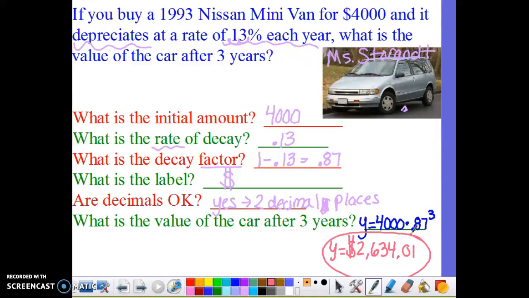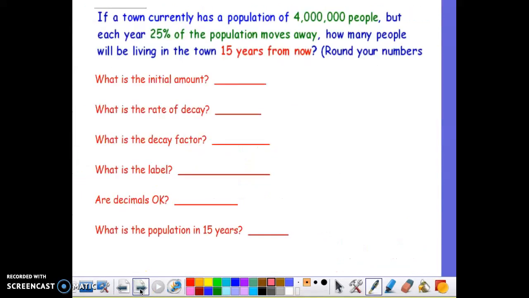Alright, hopefully that one went okay. Again, I would maybe pause it and try this next one on your own. You really don't know if you know how to do it unless you try it by yourself first. So why don't you pause it right now, try this one, and then come back and check your answer.